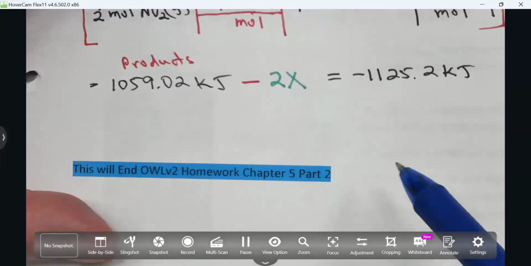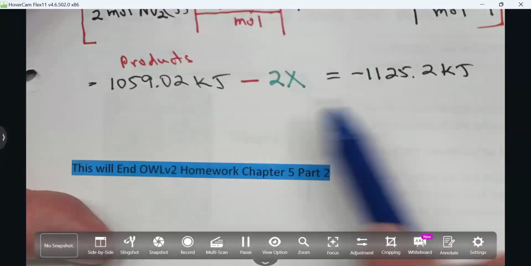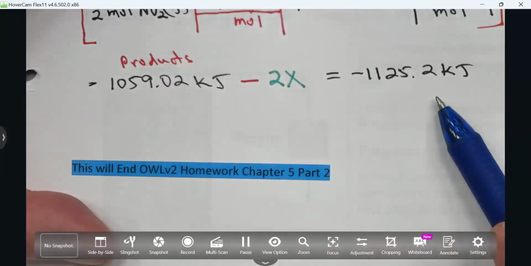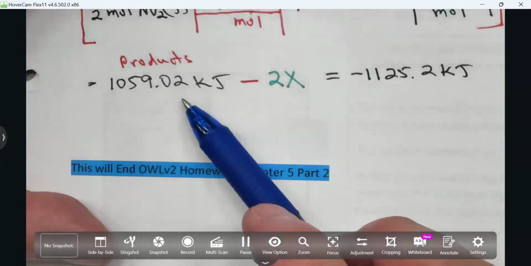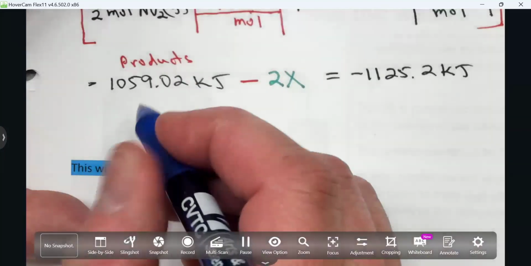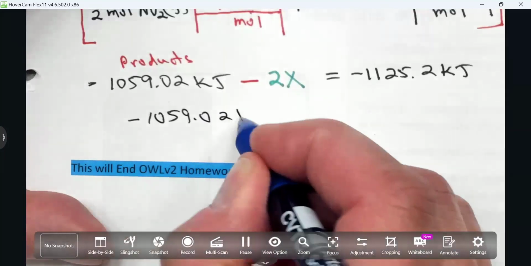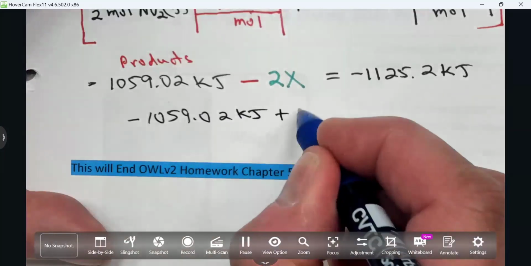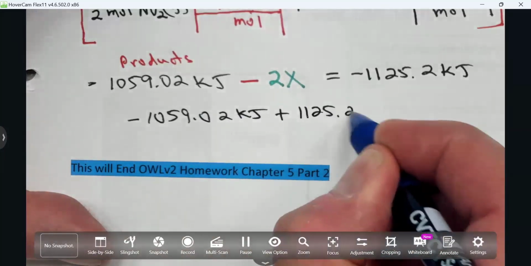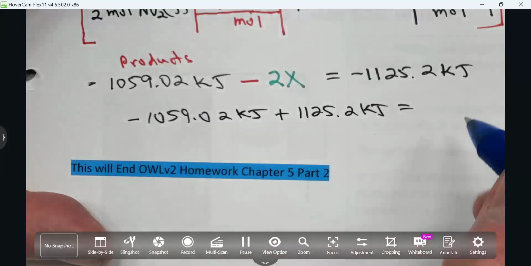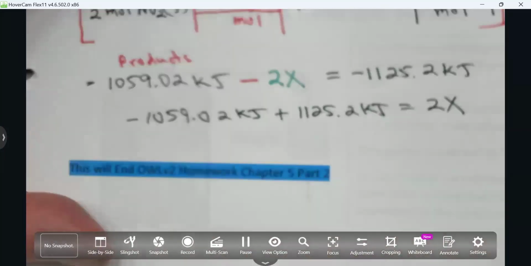So my cheater's math, which is make a math teacher cry, I'm putting the negative 2x on the other side of the equal sign. I'm going to make it positive, yes. And I'm going to bring this to the other side of the equal sign and make this positive. So I'm going to end up with minus 1059.02 kilojoules plus 1125.2 kilojoules is equal to 2x.